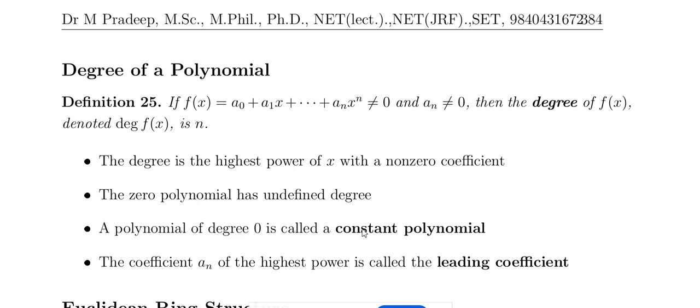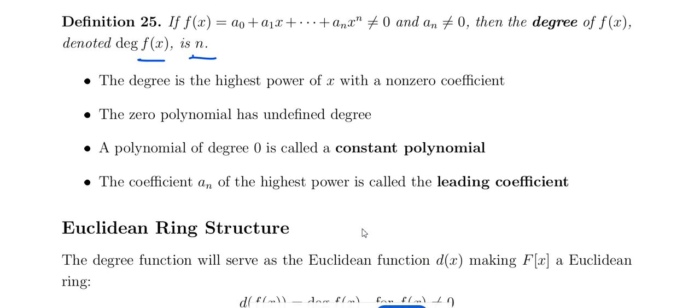Next, the degree of the polynomial, that is, the degree of F of x. The degree of the polynomial is the highest power, called n. So the degree is the highest power of x with a non-zero coefficient, and the zero polynomial has undefined degree. A polynomial of degree 0 is called a constant polynomial.